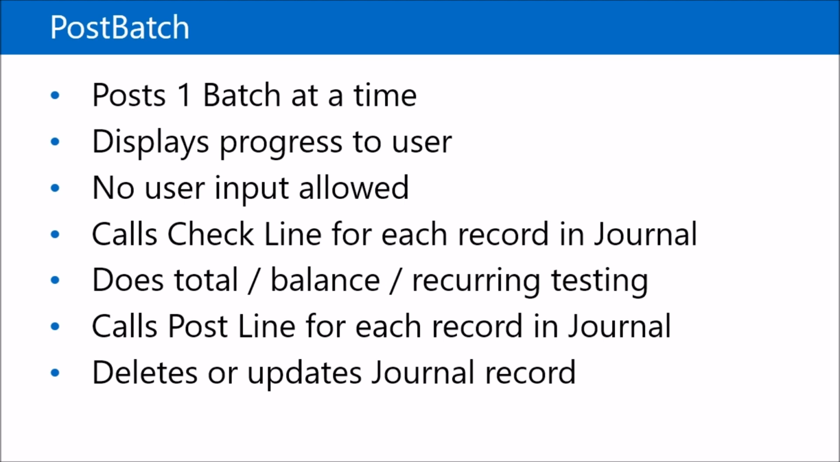Progress is displayed to a user, but the user can not do any user input during the posting, of course. The PostBatch code unit will call the check line for each record it needs to post. It will also do some totaling, balance, and recurring tests. And after the check line and the tests are okay, then it will call the post line for each line it needs to post. So it will do that in a repeat until loop. At the end, the journal lines might be deleted or updated depending on the process.